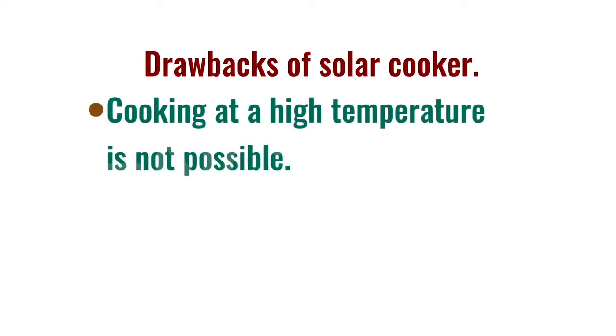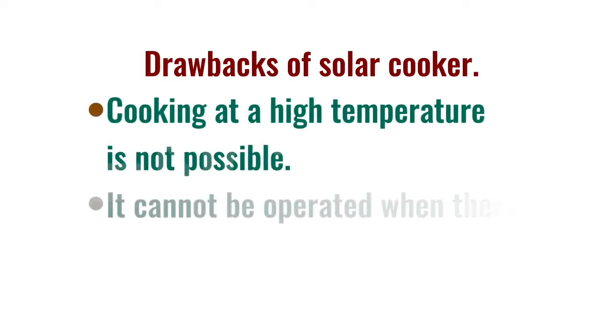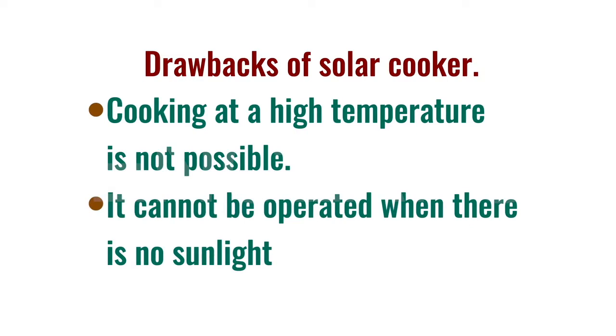But the solar cooker has some drawbacks too. Cooking at a high temperature is not possible here. Also, it cannot be operated when there is no sunlight. Solar water heater is also an instrument that makes direct use of solar heat radiations. Hot water required for the hospitals and hotels for cooking etc. can be produced using a solar water heater.